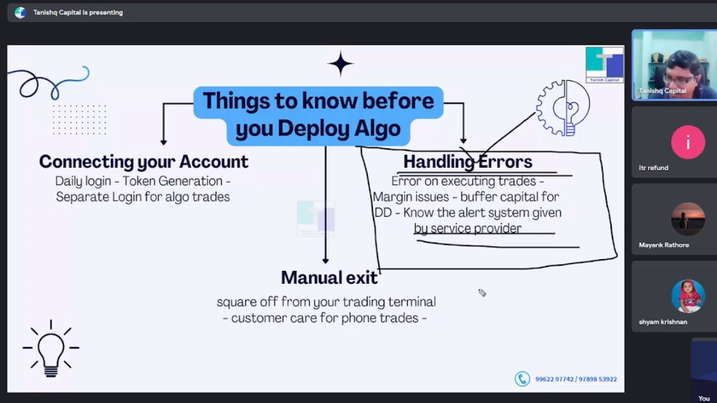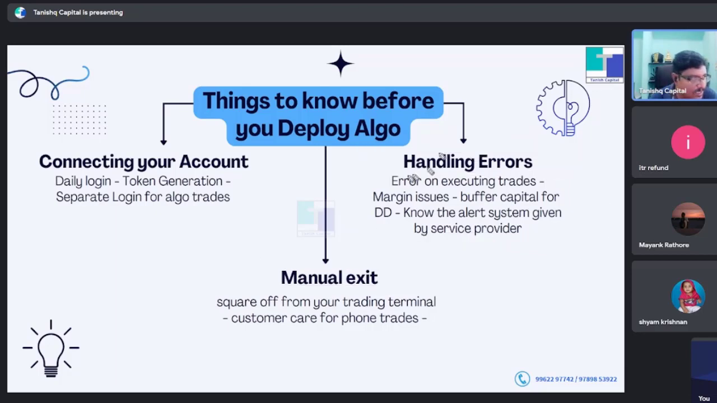Everything comes with some cost or some reason at the back end, and then you need to do a manual exit. Sometimes glitches will happen from the algo, or even your algo platform will throw some error. At that time, manual exit should be done. You cannot hope that I have deployed the algo, so now I will go and sleep. Nothing like that. You need not spend the entire time watching, but you can have a notification. Once the notification comes, within 1 or 2 minutes you can sort out these issues.